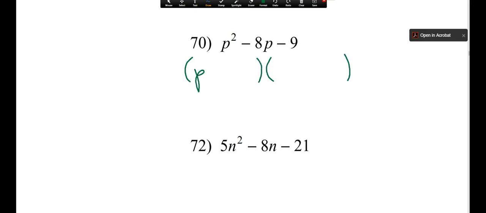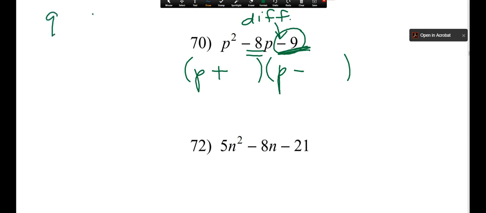We definitely have P and P. Now this one, the end product has to be a negative number. The only way that can happen is if one is a positive and one is a negative. So, what kind of numbers do you know that multiply together to give you 9? But because this is a negative, that means we're looking for a difference, not a sum. A difference of 8. More specifically, a difference of negative 8.